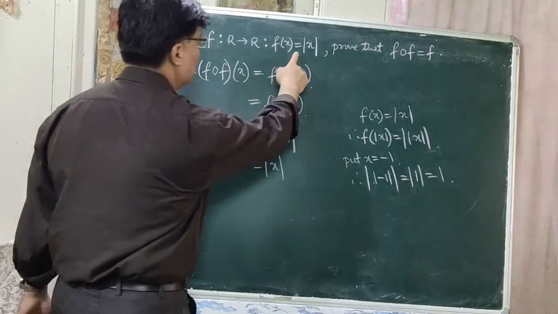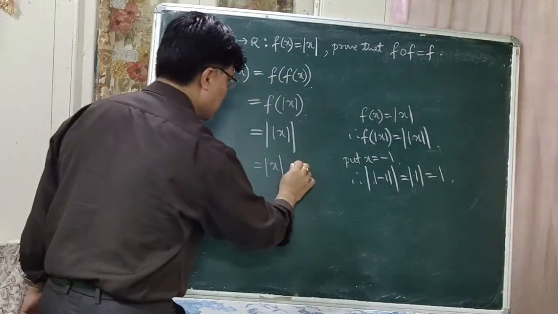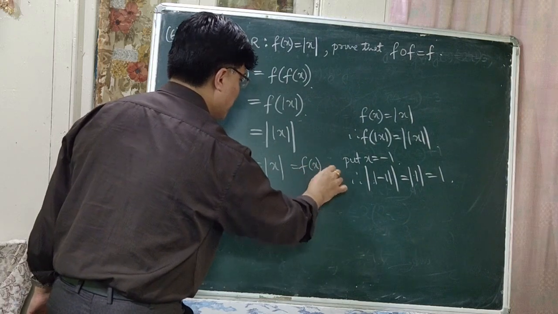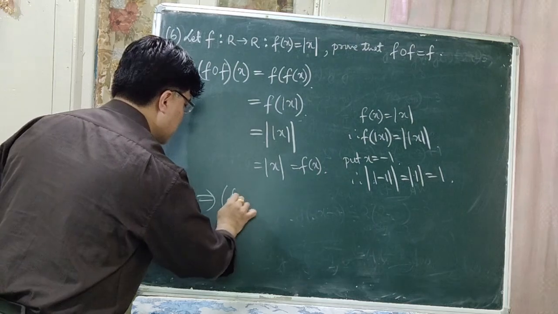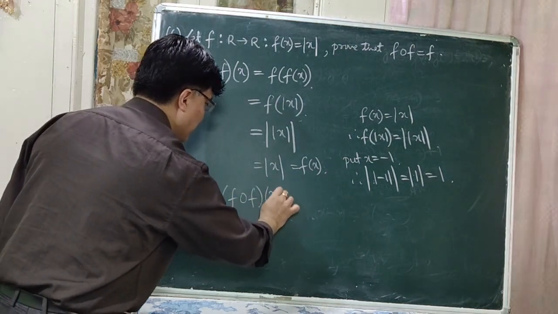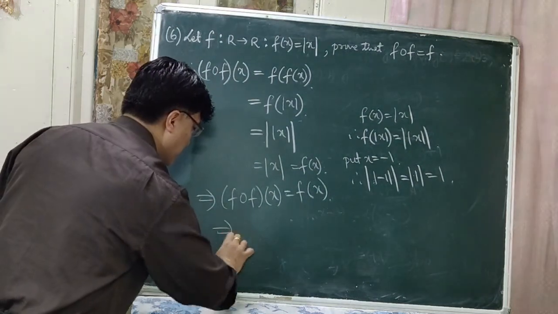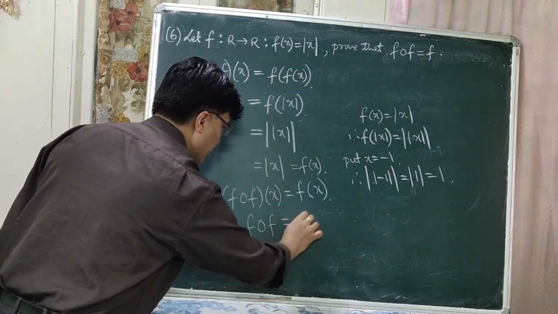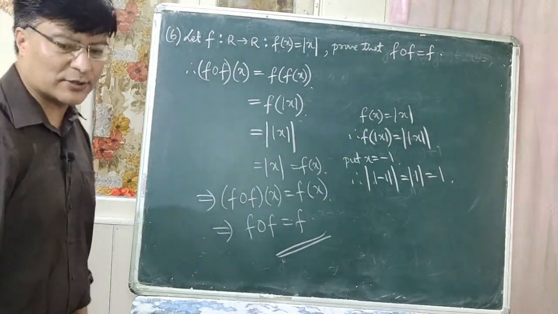Okay, so what is mod x? Actually it is f of x, which is equal to f of x. So which implies that f of f of x is equal to f of x, which implies that f of f is equal to f. Proved. So is that understood now?